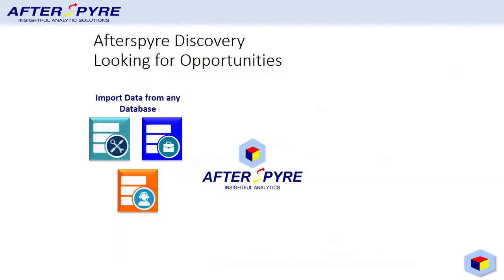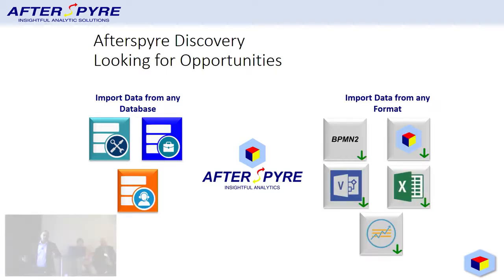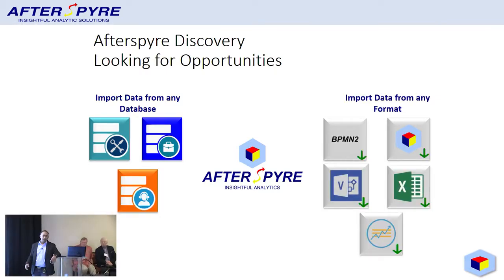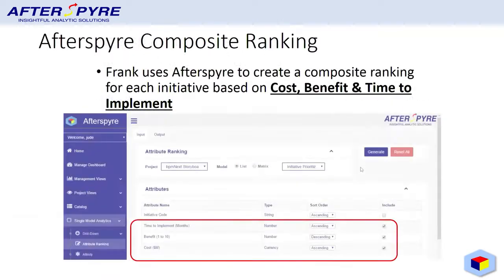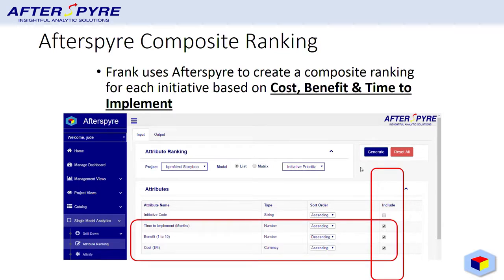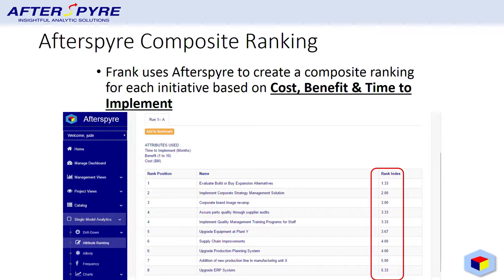Now, normally this is done as a thumbs up. Using Afterspyre, we could actually import data, in this case from Excel, but we could import from any database, a BPMN2 tool, Visio, or pretty much any other format. Bring this into the application, and in this case, we will rank it based on cost, benefit, and time to implement, and use this to create something called a composite ranking.